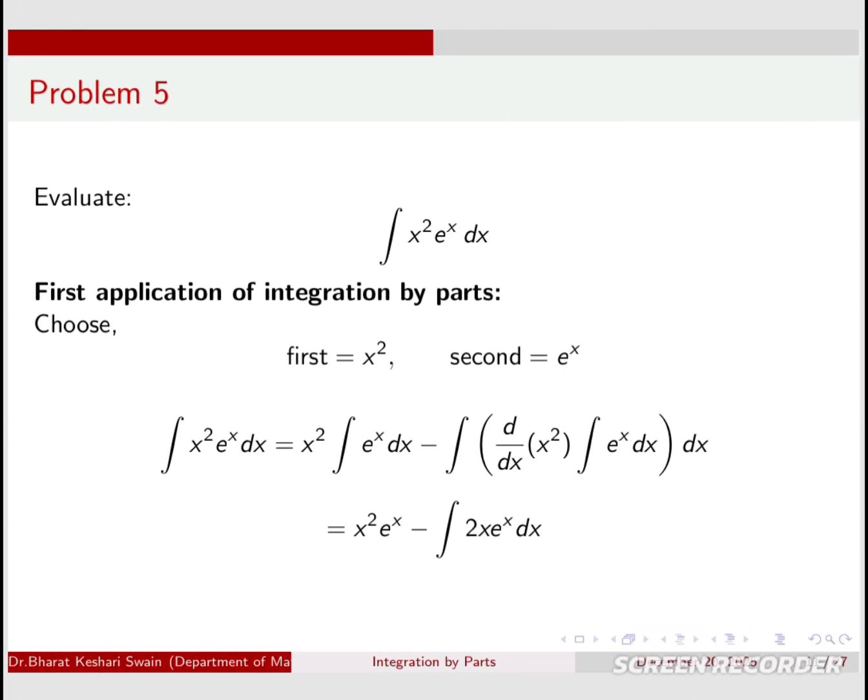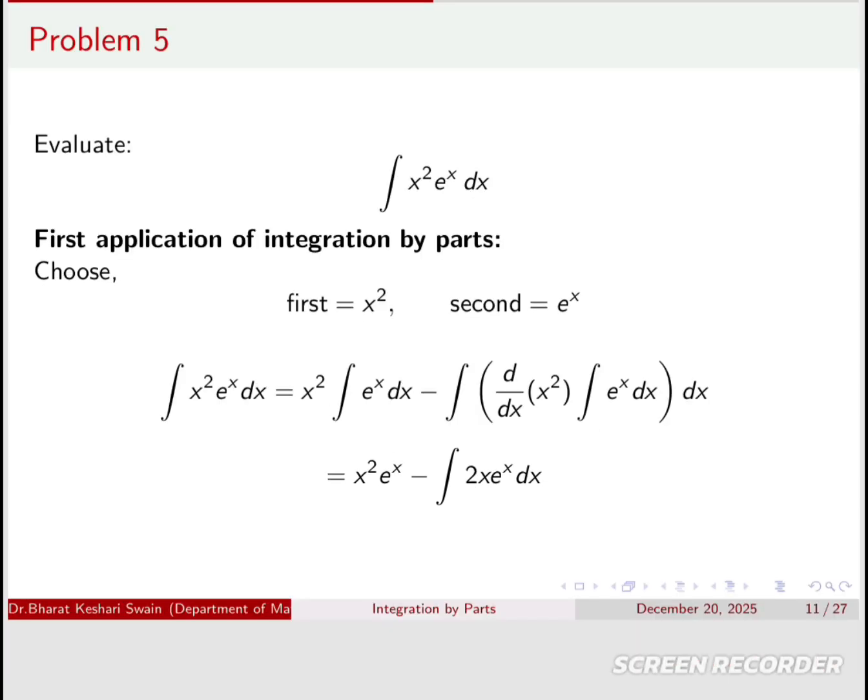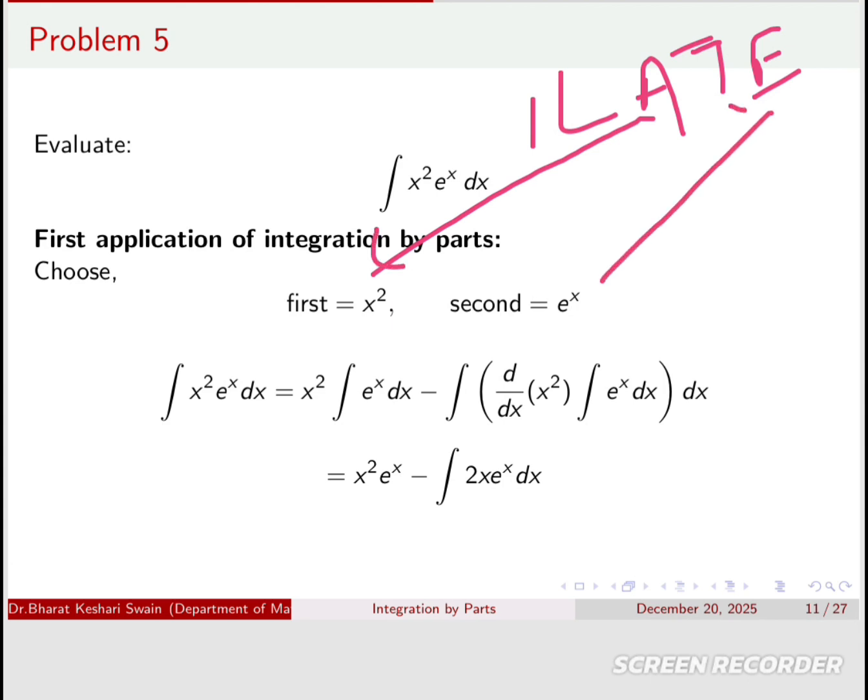Okay, now come to another problem, that is x square e to the power x dx. Here there are two functions: x square, and another is e to the power x. So according to the Eilert rule, what is your first function? X square is algebraic, and e to the power x is exponential. So what comes first? First algebraic, then exponential. So this is your first function, this is your second function.